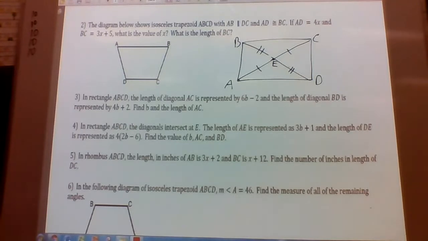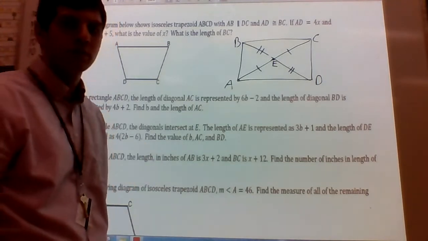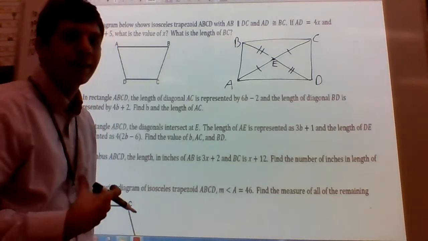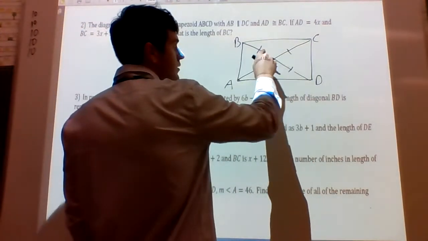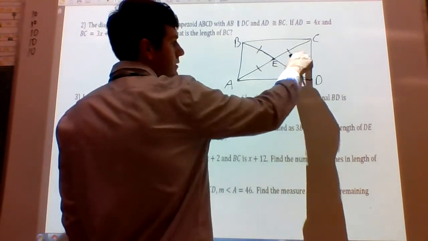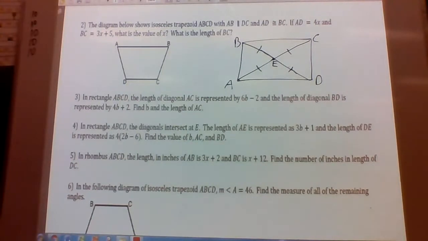In a rectangle, one of the properties we know is that the diagonals are congruent. So since the diagonals are congruent, meaning BD is congruent to AC, as we saw in number 3, and the diagonals bisect each other, we know that all 4 of these segments are going to be congruent. BE, EC, ED, and EA are all going to be congruent.